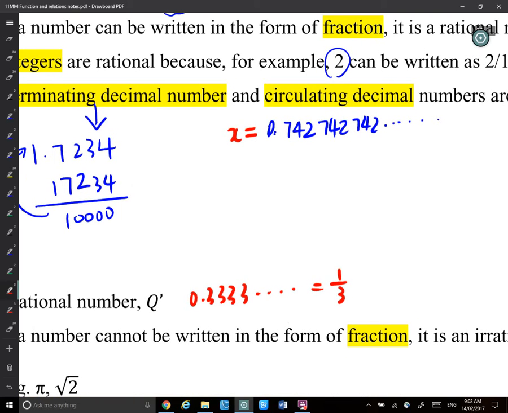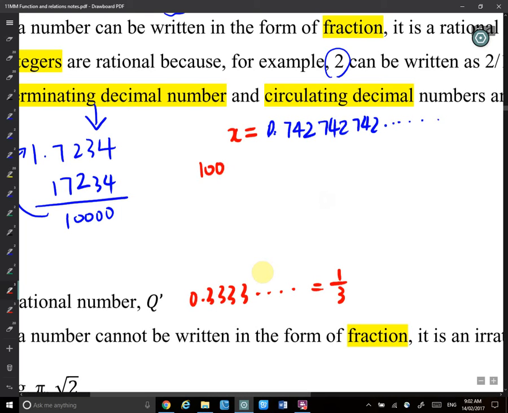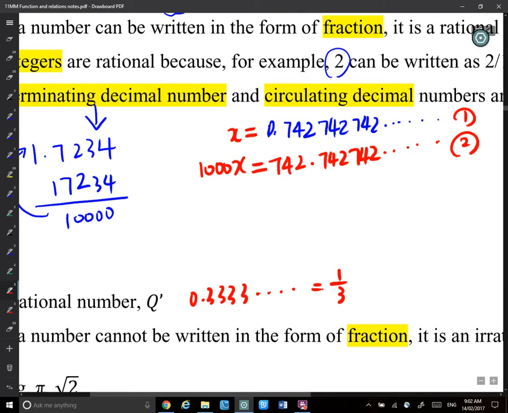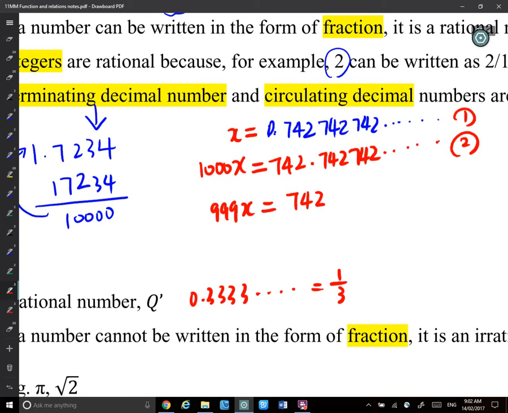But how can we make 0.742742 become a fraction? Let's say x equals that number. Okay, x represents that number. How about 1000x? What does 1000x equal? 1000x will equal 742.742742, right? We still have 742 as my decimals. I'll subtract equation 1 from equation 2. So on the left hand side I have 999x, and on the right hand side I will only be left with 742. All the decimals cancel out. Can you see that? All the decimals repeat, and they're the same for 1000x and x. Subtract both equations, and I have 999x equals an integer.